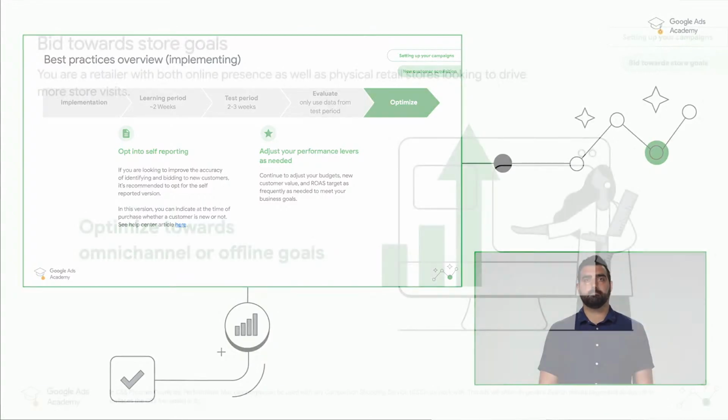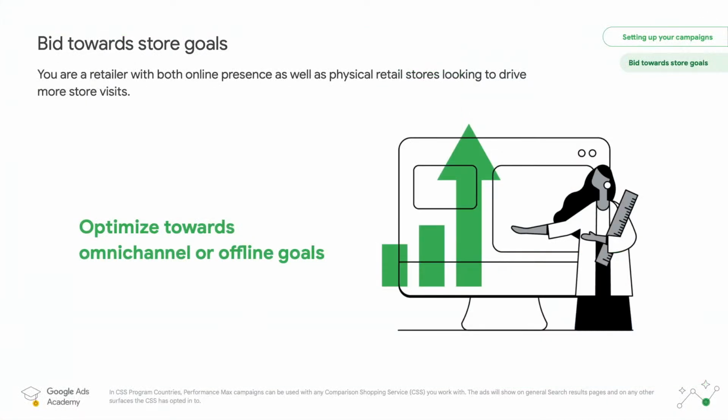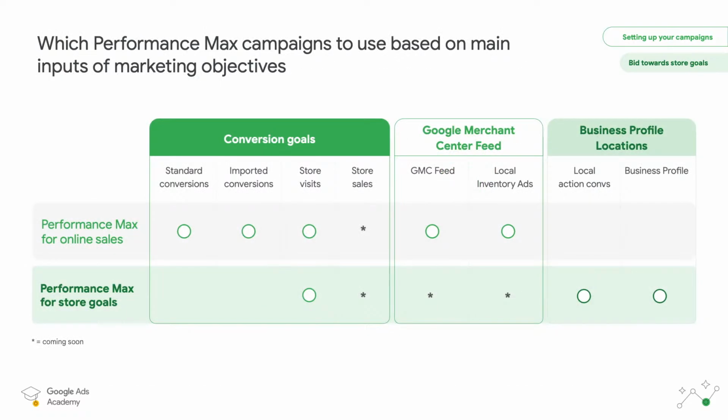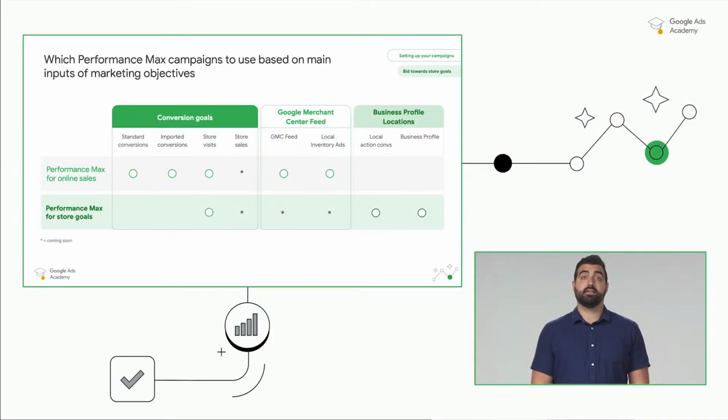Now, let's move into optimizing to omnichannel goals with Performance Max. You may be wondering, which type of Performance Max campaigns do I need to drive online and offline outcomes for omnichannel goals? The answer is that you will need to run both Performance Max with a feed and Performance Max for store goals to have access to all online and local inventory.